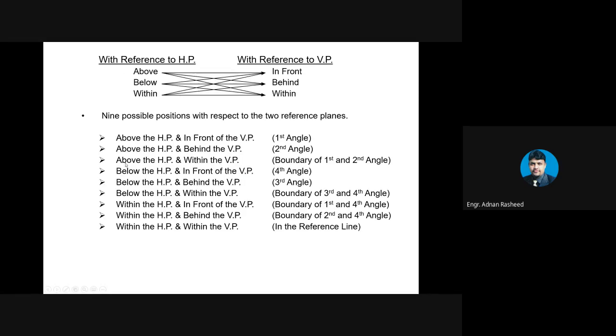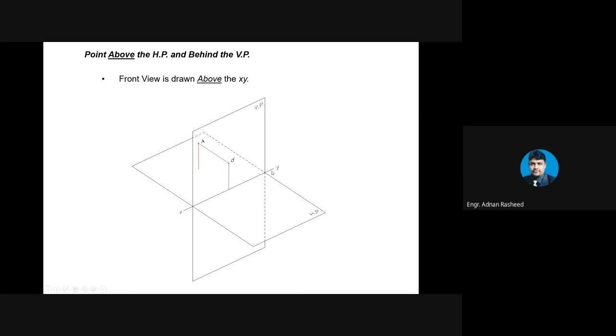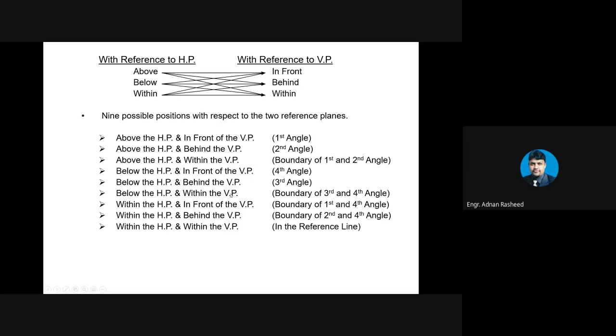The point can be above the horizontal plane and within the vertical plane. So that will be the boundary of first angle and second angle. We will see all these examples in coming slides, so don't worry about this. Similarly, a point can be below the horizontal plane and in front of the vertical plane. That is fourth angle. For example, if the point is here, it is below the horizontal plane and in front of the vertical plane, and it also lies in the fourth quadrant, that is known as fourth angle. Similarly, a point below the horizontal plane and behind the vertical plane, that is third angle, and so on. So let's start with the examples.